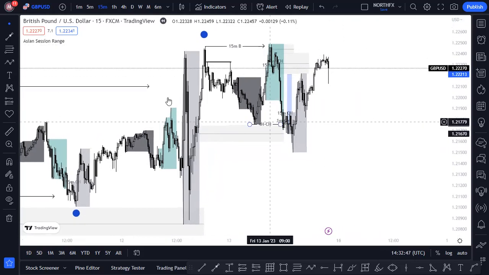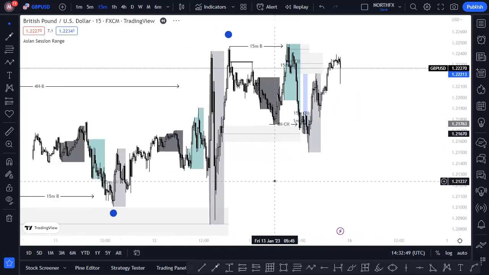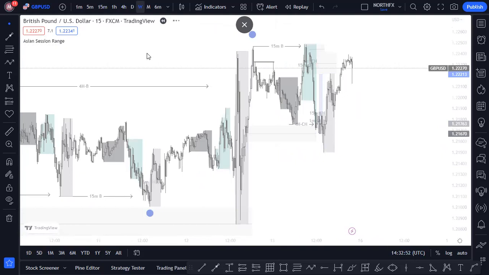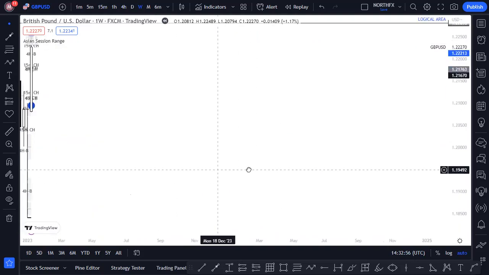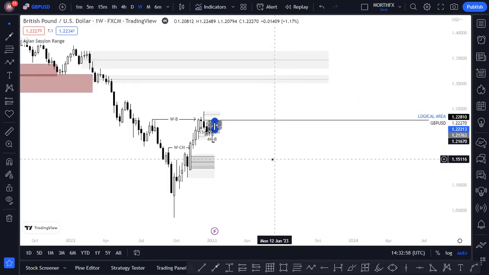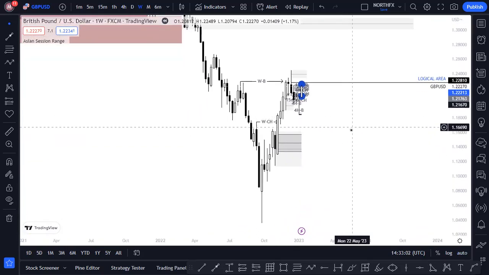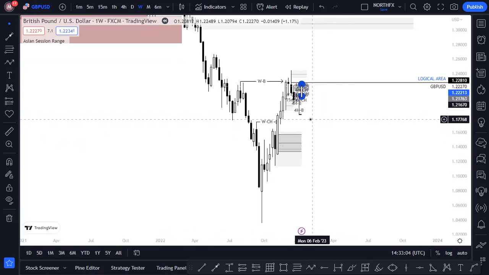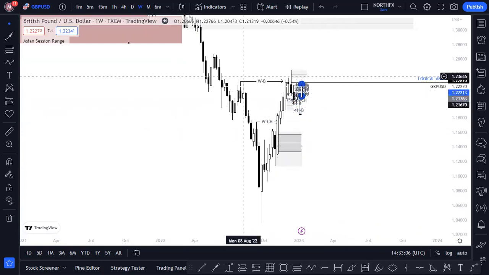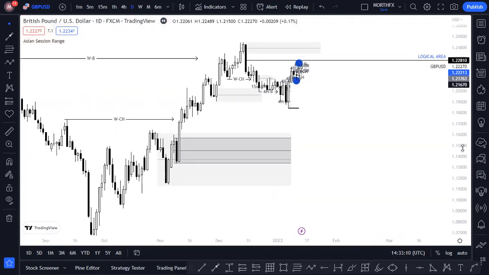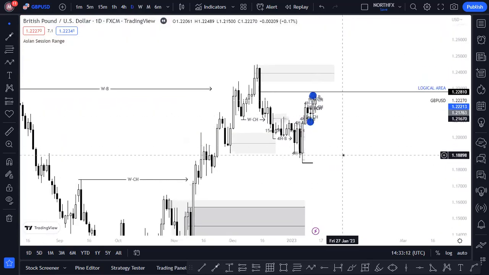So what am I looking for on GBP USD? If we go to the weekly, I'm bearish on GBP USD due to a lot of reasons, like the fundamentals and others. So GBP USD I'm bearish on, and right now I think this pair is aligning for some shorts, right?